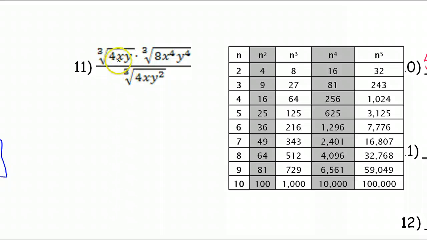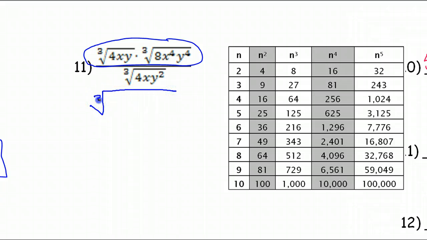Alright, you see all these roots? They're all 3's. Because the roots are all the same, you can go ahead and do this multiplication and division. I say we start by putting the numerator into one radical. So if we do that, we will have the cube root of, let's see, 4 times 8 is 32. X times x to the 4th power is x to the 5th power. Y times y to the 4th power is y to the 5th power.